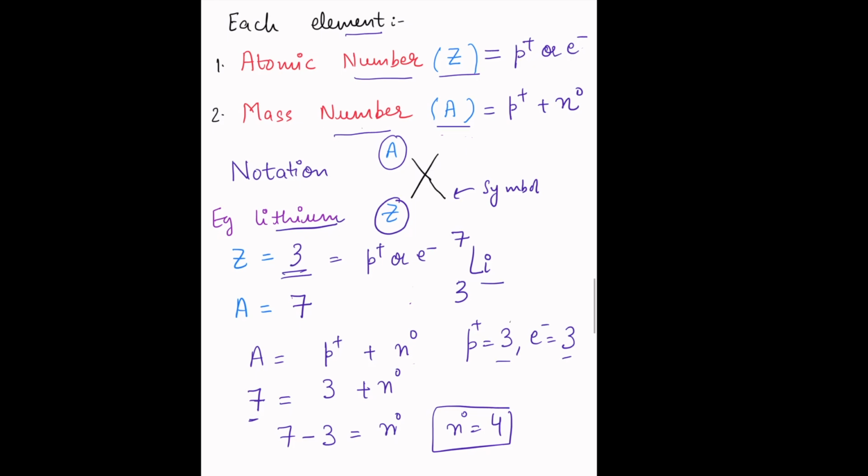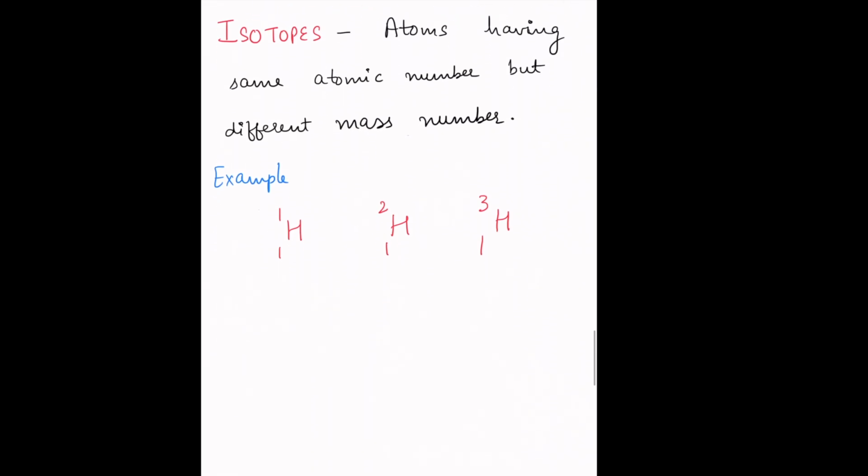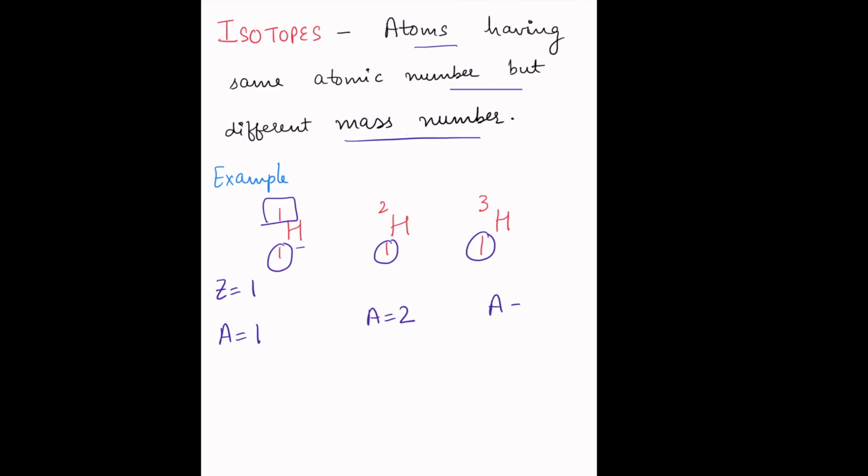Now let us understand isotopes. Isotopes are atoms having the same atomic number but different mass number. One of the simplest examples is hydrogen, which exists in three forms, and what you can see is the atomic number is 1 in all the three cases. So what is different? The mass number. In the first case, the mass number is 1. In the second case, the mass number is 2. In the third case, the mass number is 3.